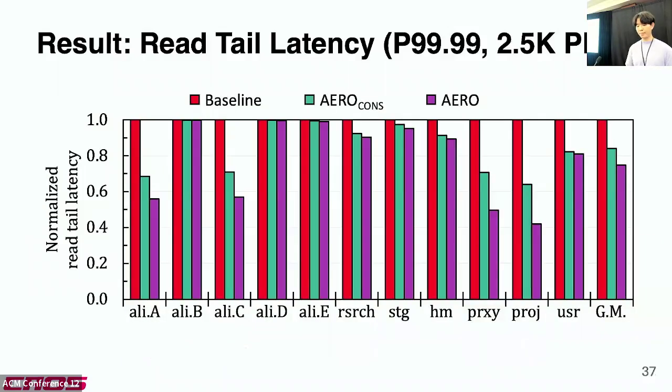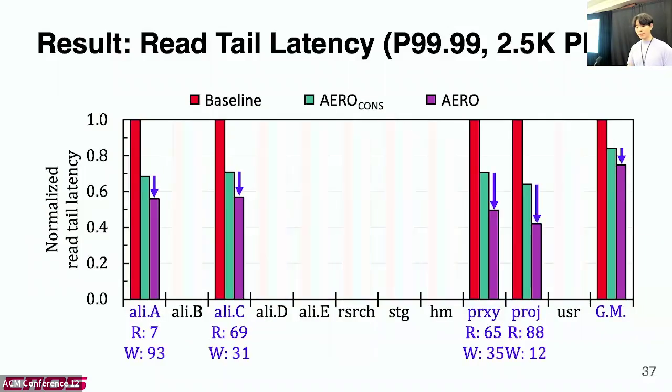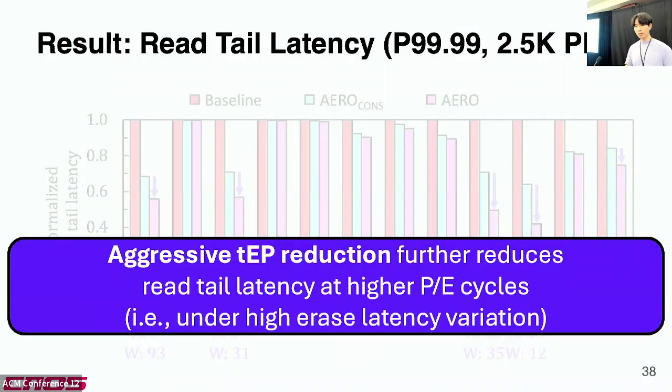At 2.5K P/E cycles, we can observe that aggressive reduction can further reduce read tail latency compared to AERO conservative. This is because as P/E cycles increase, the impact of latency variation increases. So we can conclude that aggressive reduction also is effective in reducing read tail latency.